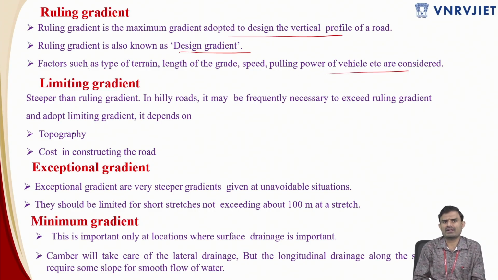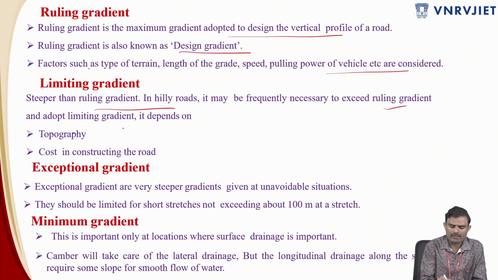Next one is limiting gradient. As I have told you, limiting gradient is somewhat higher than ruling gradient. Whenever the topography of the given area doesn't allow us to provide the ruling gradient, we are required to provide a somewhat higher gradient. Such a gradient is said to be the limiting gradient. In hilly areas it might be frequently necessary to exceed the ruling gradient. Again, this depends upon topography and cost in constructing the road.